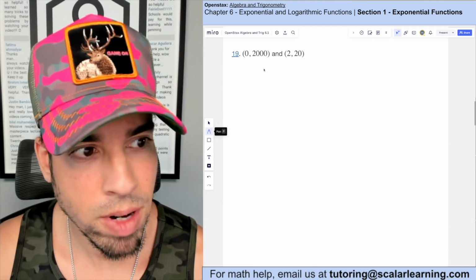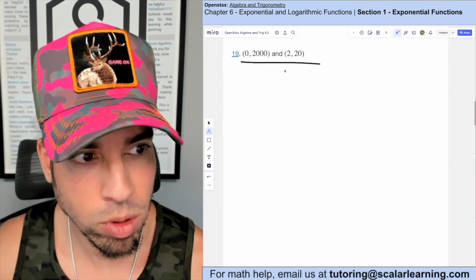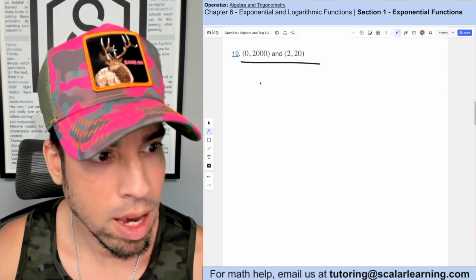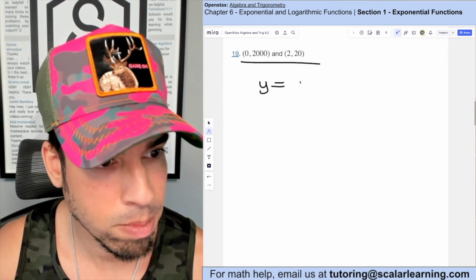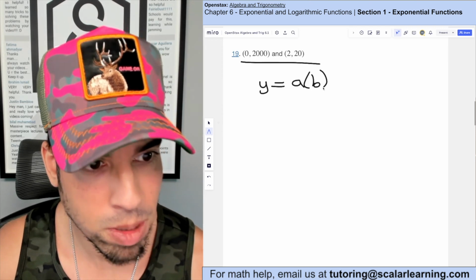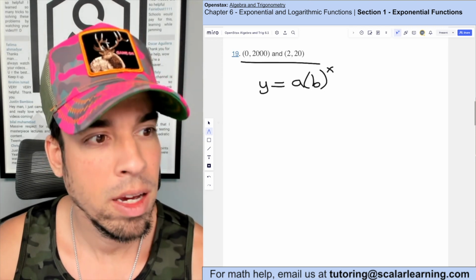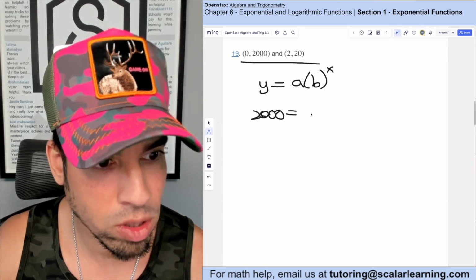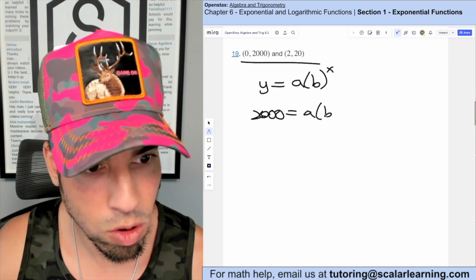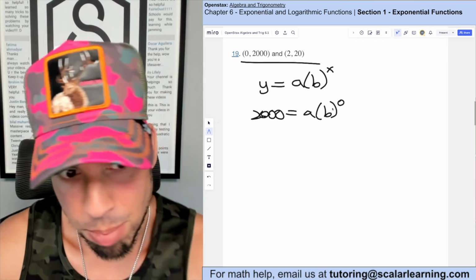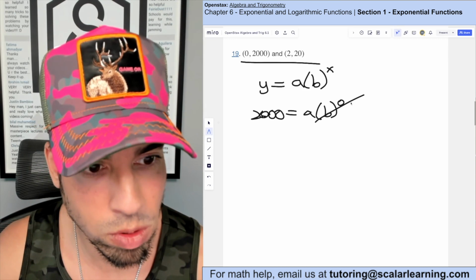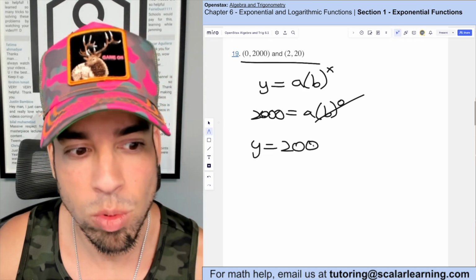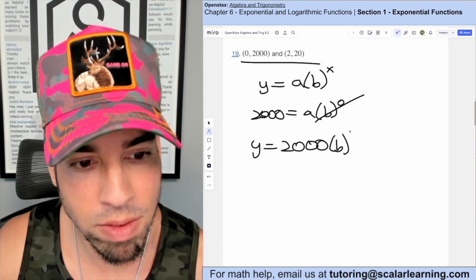So for this one, we're meant to find an exponential equation that represents both of these points. So we've got two coordinates, (0, 2000) and (2, 20). And I know that my format is my initial value times some b value to the x. We can start with this. We know that when y is 2000, x is 0. And anything to the 0th power, even b or some unknown constant, is always going to be 1. So that means a is 2000. So now I know that we've got y equals 2000 times some b value to the x.